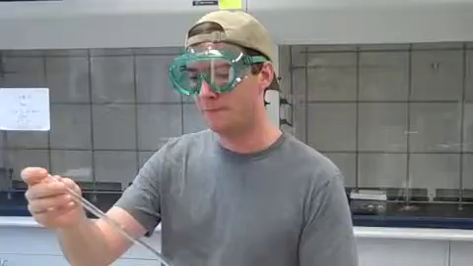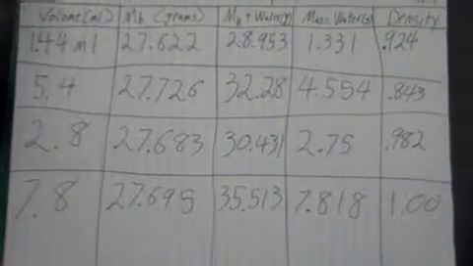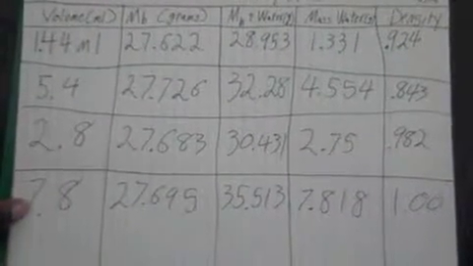This is the Mohr pipette here, and between each usage, we washed it 3 times with distilled water and solution. Alright, here we have our Mohr pipette experiment. Down this column we have the 4 different volumes that we used.